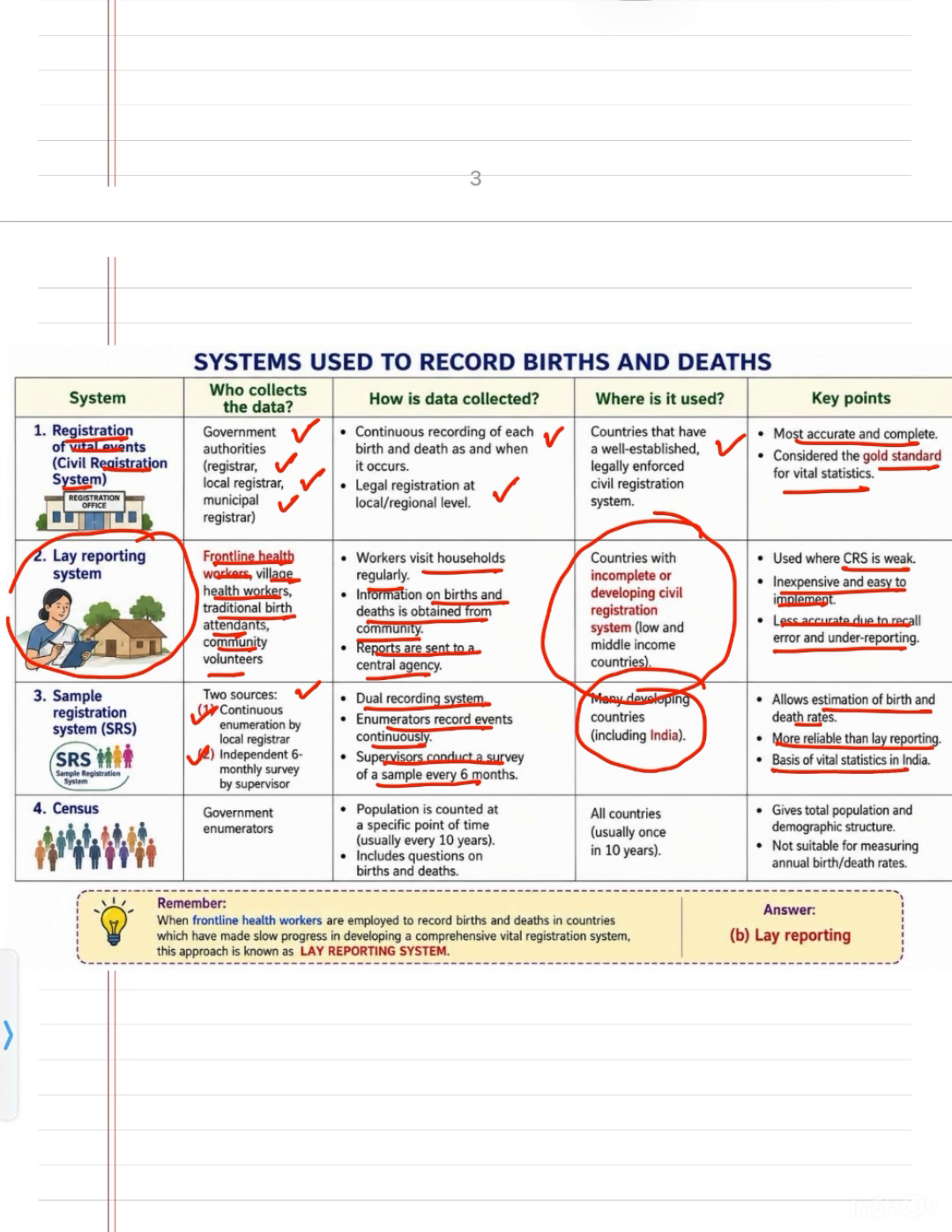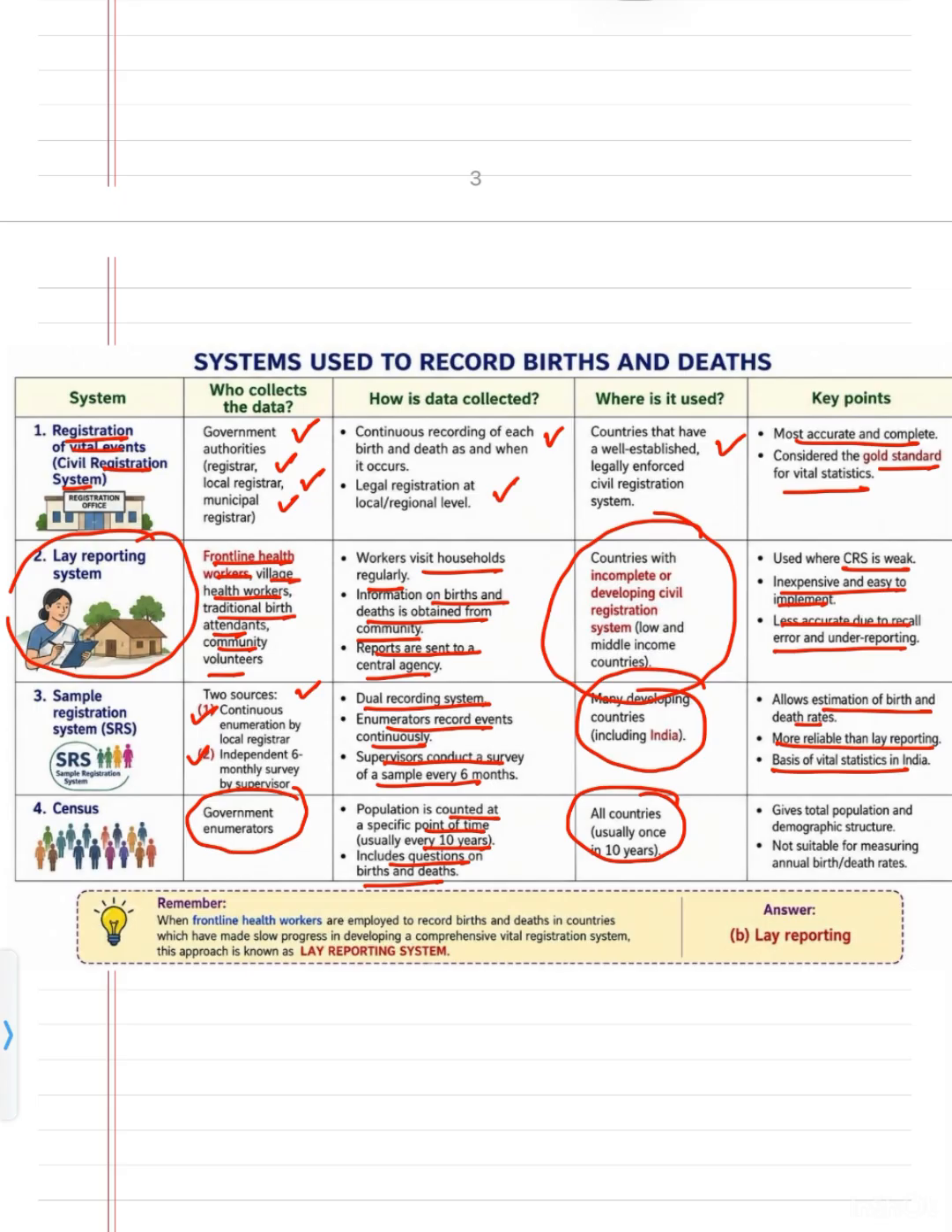Now census. Who collects the data? It is a government enumerator, like our school teachers are going. So there are many government enumerators. They go to each family, each house, like it is occurring now. In India, population is counted at a specific point of time, usually every 10 years, and includes questions on births and deaths. So it is done in generally all countries, usually once in 10 years, like we have the decennial census.